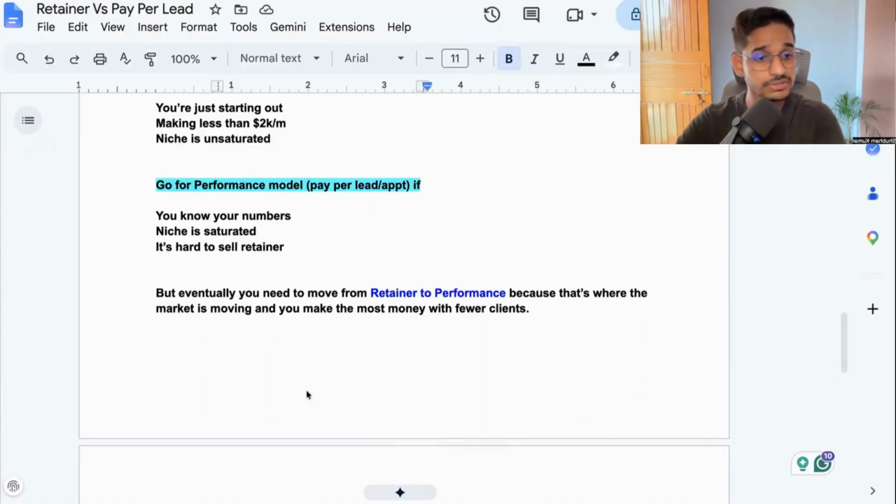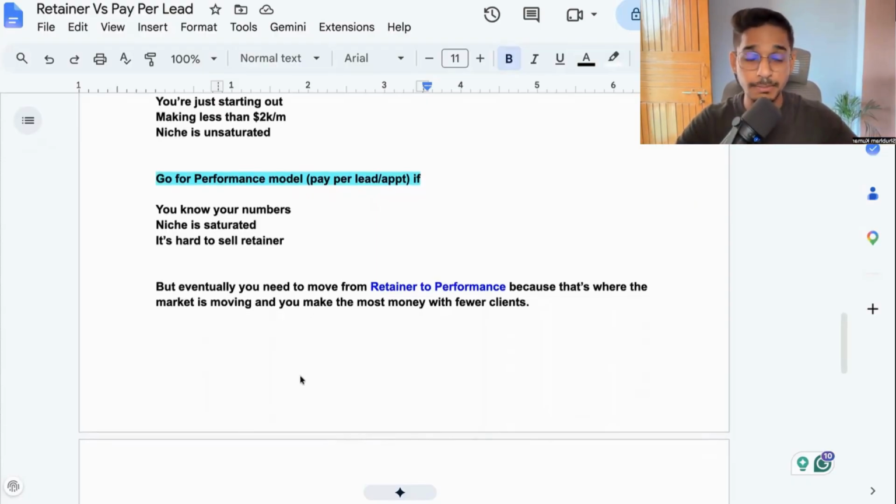So obviously, I start with the retainer model if you're just starting out, but eventually you need to move from retainer to performance, or you can include both, performance and retainer model, at a certain level. But it's not possible for every single client or every single niche. So eventually you need to move from the retainer model to the performance model.